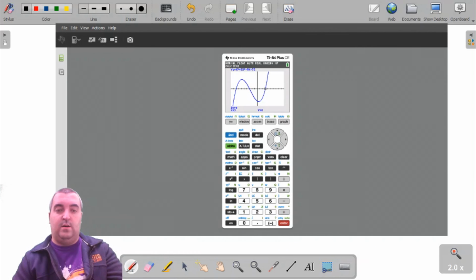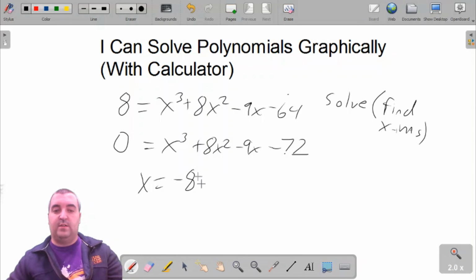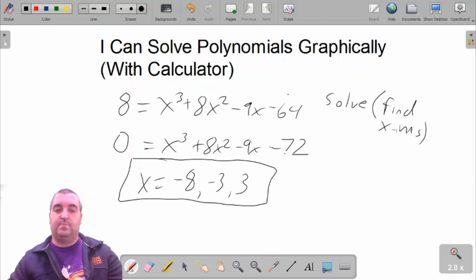So to answer this question, hide the calculator. To solve this, we just did, and we found that x could equal -8, -3, or 3. So there's our 3 answers. Okay, so that's to solve.